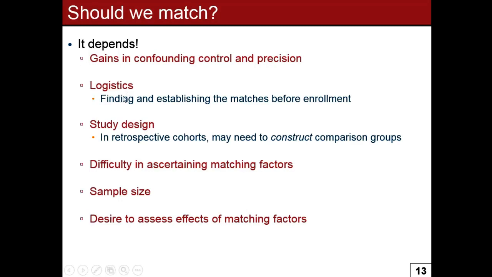As I've suggested a number of times, matching has a lot of logistical overhead, right? And so you have to be able to actually find and establish those controls, those matches, before a study enrolls.